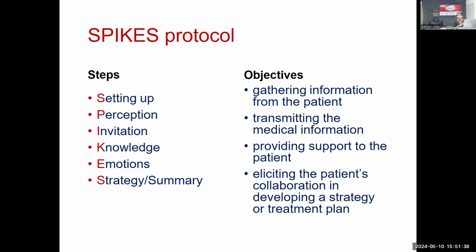So this is the SPIKES protocol, which we usually do to communicate bad news. Setting up, perception, knowing what the patient already knows. Invitation, giving the warning shot and inviting the patient for the giving of the information. Sharing the knowledge, addressing the emotional responses. Strategy or summary. The objectives are gathering information from the patient, transmitting the medical information, providing support for the patient, and eliciting the patient's collaboration in developing a strategy. Those are the objectives of these steps. Any doubt till now?